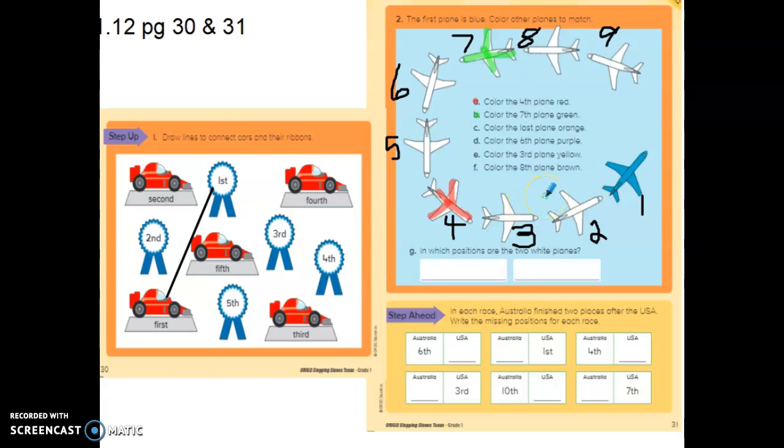And then after you do all that, it says in which positions are the 2 white planes. You're going to write whichever one. If it was 3rd or 7th or 8th, you're going to write those numbers here. Okay, and the step ahead is a mystery clue.